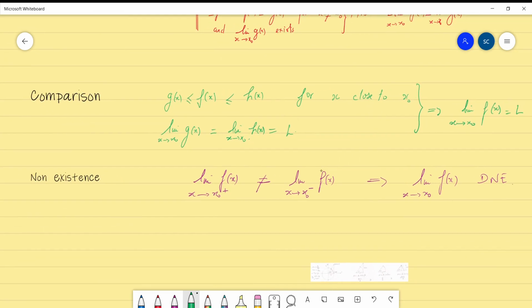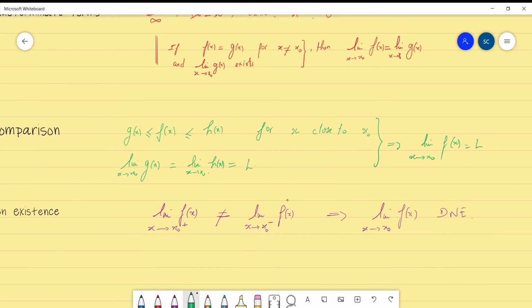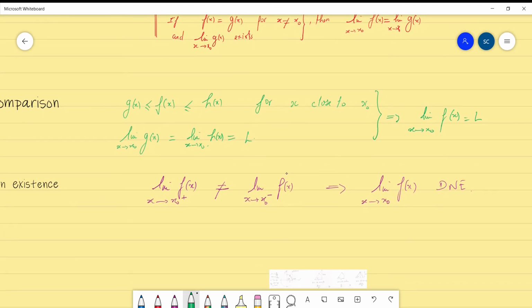Another way, sometimes you just need to check if the limit exists or not. You can explore what is happening at the right and the left of the point. If the two limits are different, then the limit doesn't exist. Because we saw that the limit of f(x) as x approaches x0 exists if and only if the two limits from the right and the left exist and are equal.